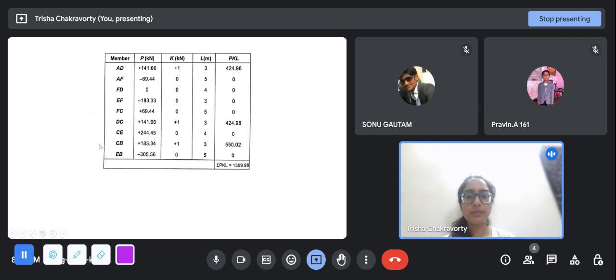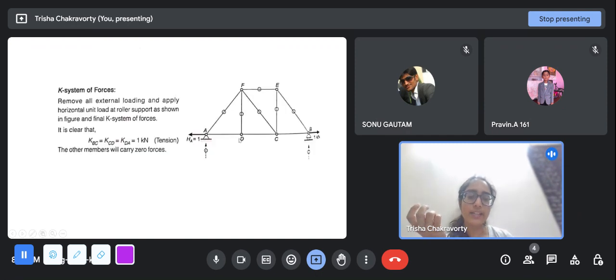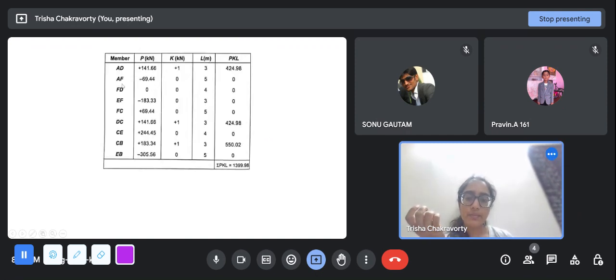So we draw this table of each member. See, there are 9 members. You will note down all the members. Then you will note down the P forces with the signs, which we have done. And there are only three. This makes your job easier, because there are so many zero force members in the K system that all of these terms in this product will become zero. So we identified the members that are non-zero: AD, DC, and CB. So AD is one, DC is one, and CB is one.